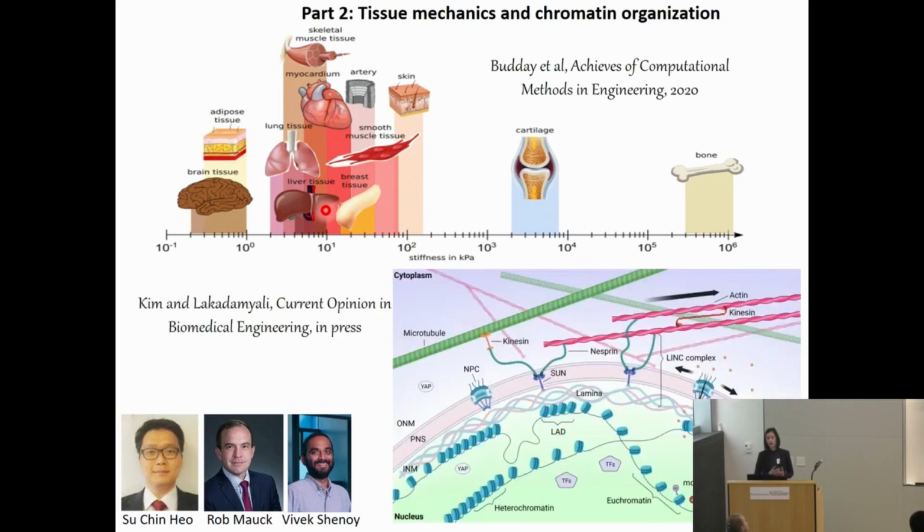We also know that the nucleus is not isolated from its external environment. It's actually tightly connected. On the nuclear envelope, we have something called the LINC complex. And the LINC complex is connected to the microtubule and the actin cytoskeleton. And so as the external environment changes and the actomyosin contractility of the cell changes, those forces are actually transmitted and sensed by the nucleus.